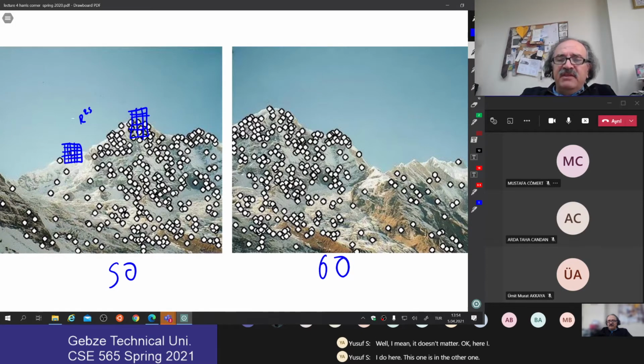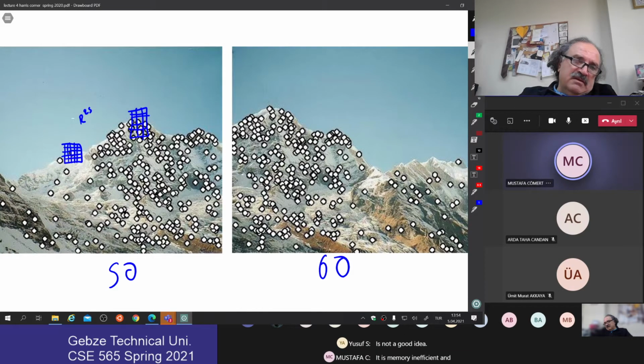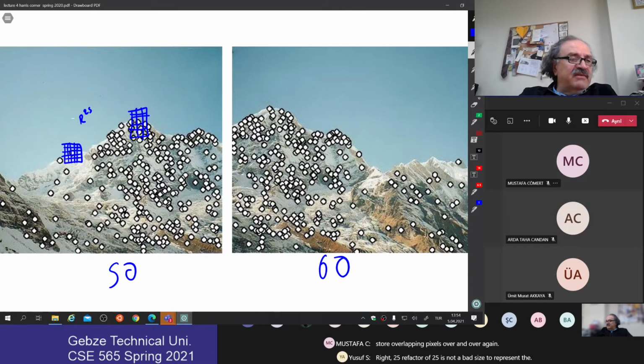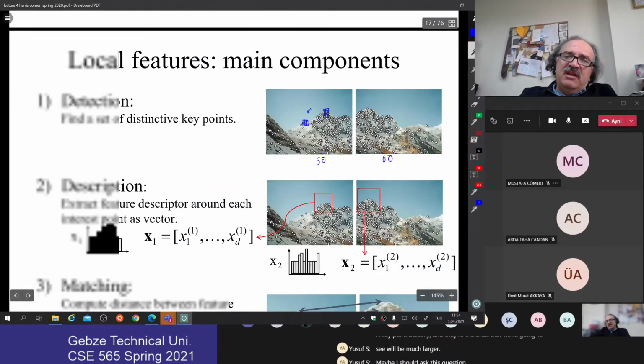Representing each point with image pixels around it is not a good idea. It is memory inefficient, and the pixels overlap, so we need to store overlapping pixels over and over again. Well, a vector of 25 is not a bad size to represent a key point actually, and the ones that we are going to see will be much larger. Maybe I should ask this question in a few minutes.